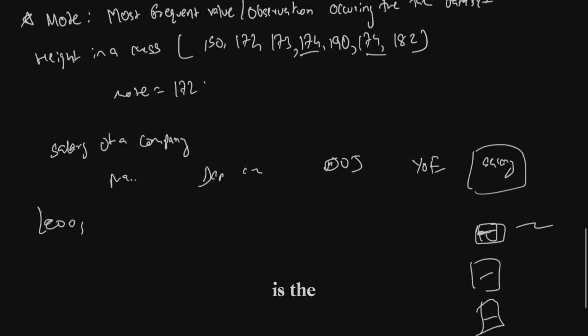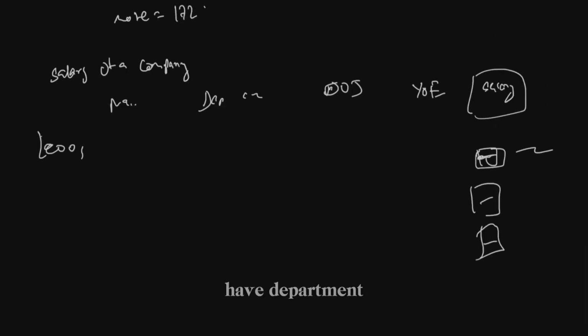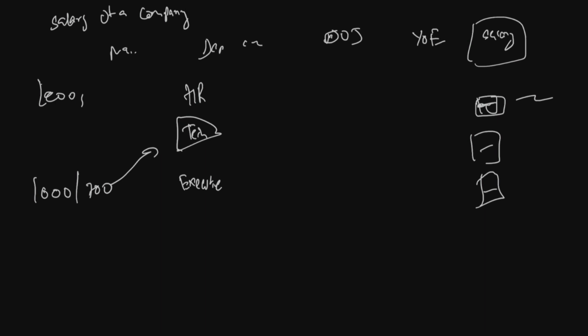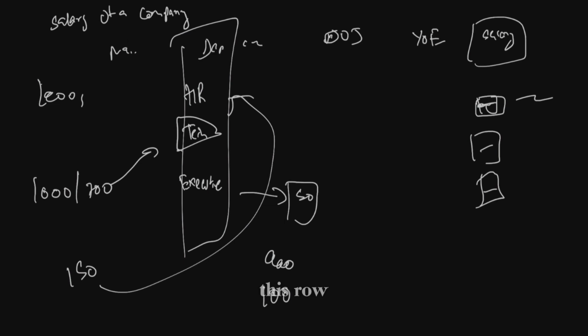The mode is the most frequent data point in the data set. So where would you use it? Suppose you have department-wise data: HR department, tech department, executive department. Out of 1,000 people in this data set, suppose 700 people are from the tech department, 150 people are from the HR department, and approximately 50 people are from the executive department. So we have a total of 900 people right now, but we need 1,000. That means 100 people's data is missing in this row.